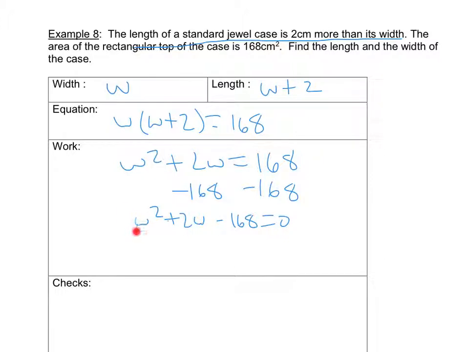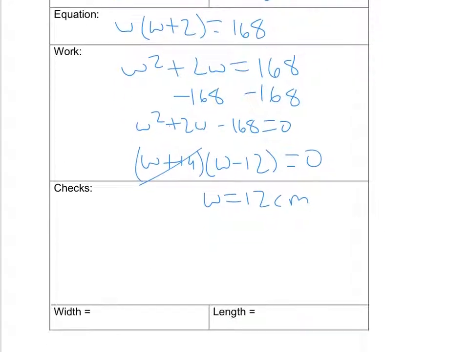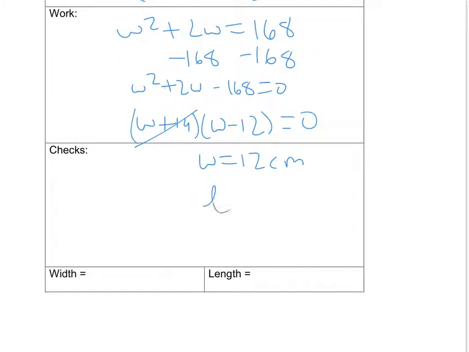And we get positive 14, negative 12. We get rid of the negative 12 and you get the width is 12 centimeters. So that means the length is 14 centimeters. So don't forget to label 12 centimeters, 14 centimeters. Let's take a look at another.